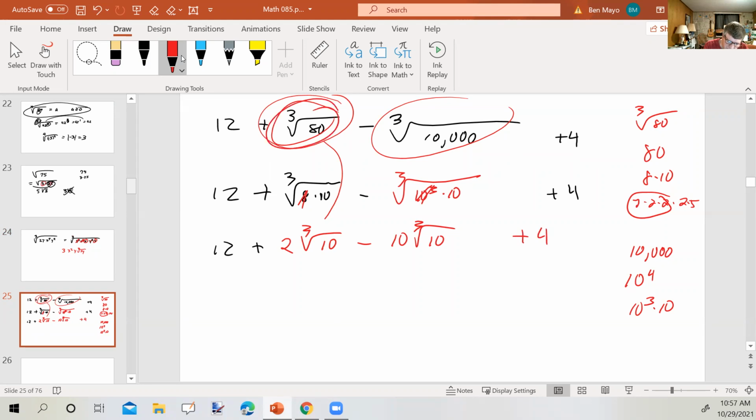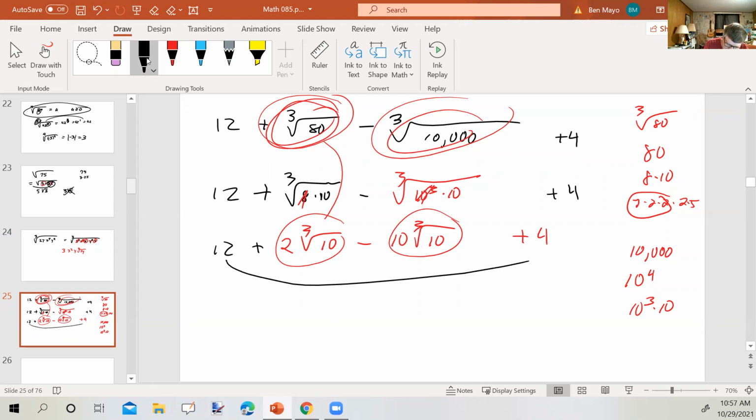So I took this one, simplified it, got that, took this one, simplified it, got that. Now, these go together, 16, and these go together. I've got 2 cube roots of 10 minus 10 cube roots of 10, which is actually going to be minus 8 cube roots of 10. Okay. Let's see here. Any questions on that?